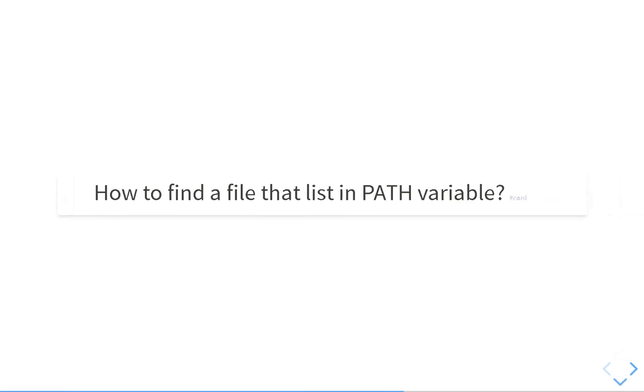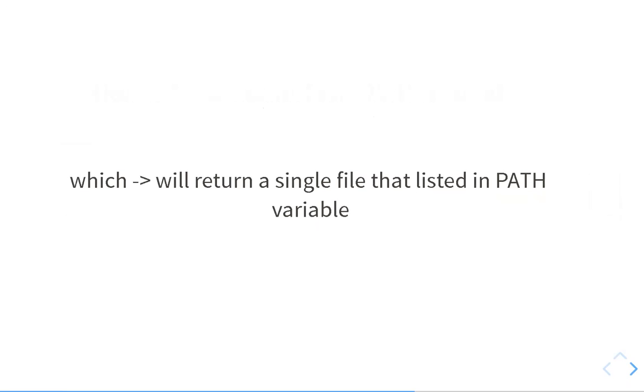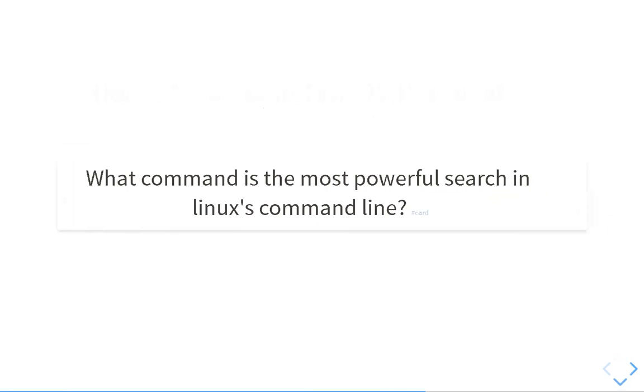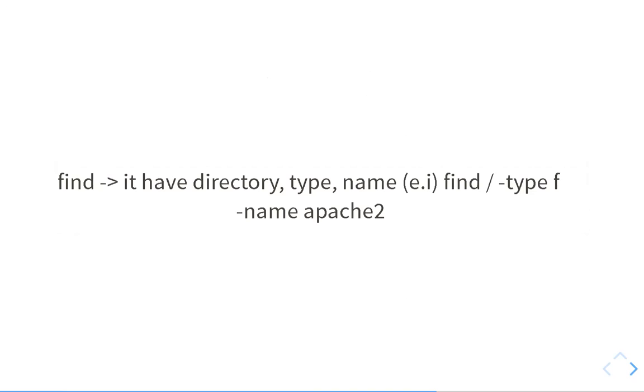So we have a better one, something like which, which is more related to environment variables, right? As long as the file name you're looking for is in the environment variable, something like path, then which will be able to find it for you. And then we have something more powerful, in this case the most powerful search Linux command line, which is the find command. You have to give it the type, the file name, and the directory, and then it will find it for you.